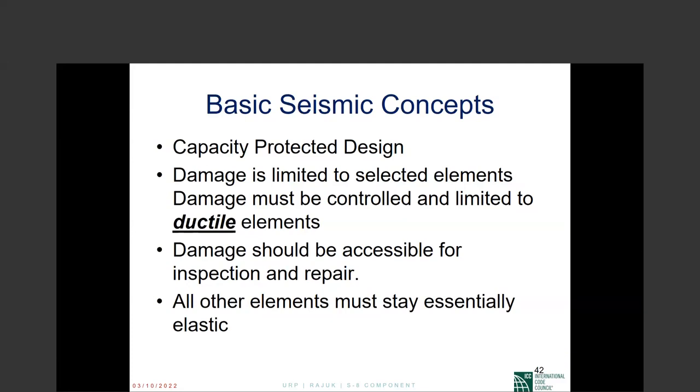The damage will be controlled and also limited to a ductile element. A ductile element in reinforced concrete means that you have confinement. You don't want to have the crushing of the concrete, or you want to delay it. You don't want to have the buckling of the longitudinal bars. For steel, you have to pay attention to the b over t ratio, compactness. You have to also pay attention to KL over r. So these are extremely important to be able to have a ductile design.